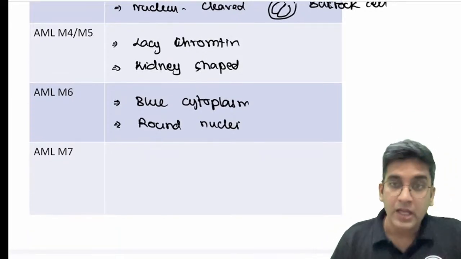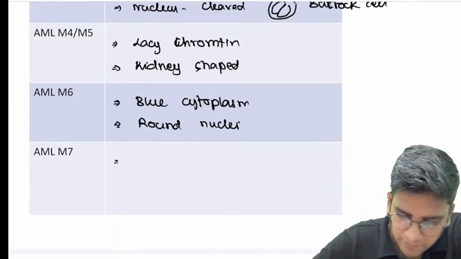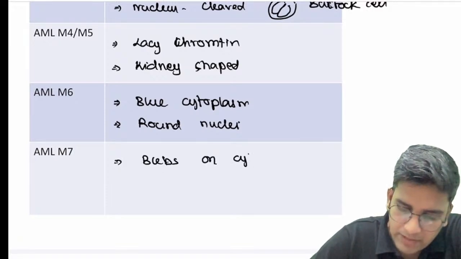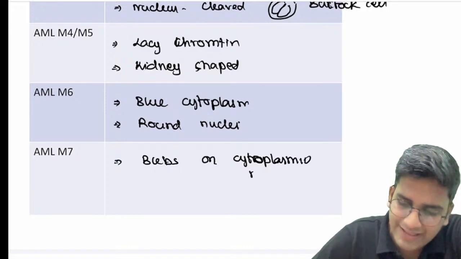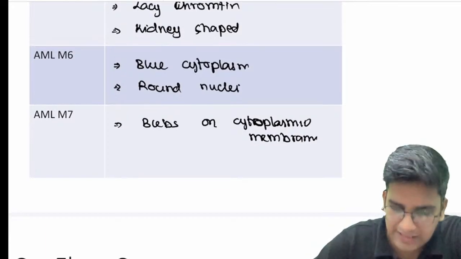AML M7, yes, NSE is positive for your M4 M5, Daksh, right? AML M7, you will have blebs in the cytoplasm. If you have blebs on the cytoplasmic membrane, which is nothing but the platelets which have been formed, I call it an AML M7. That's a very classical finding.